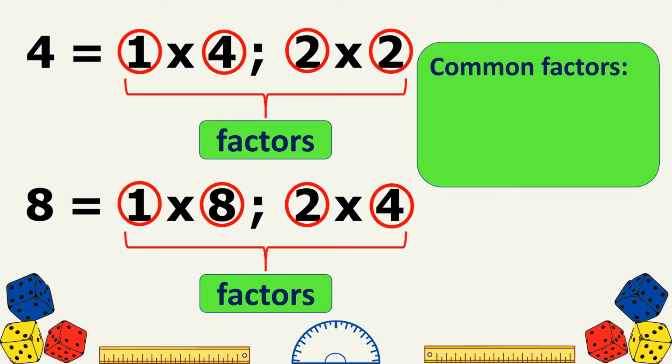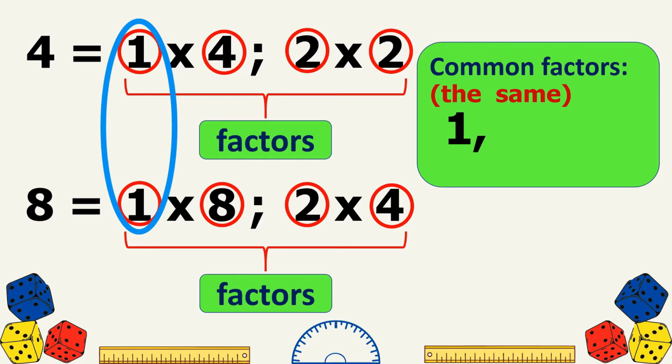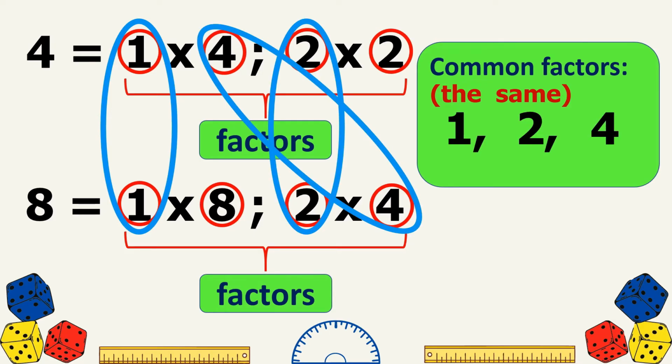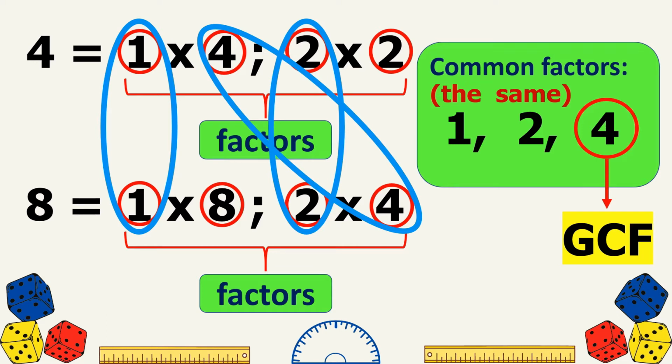Now 4 and 8 have common factors or the same factors. Their common factors are 1, 2, and 4. So the common factors of 4 and 8 are 1, 2, and 4. Now of these three factors, there is only one which is the largest or the greatest, and that is 4. And that is what we call the GCF or the greatest common factor.